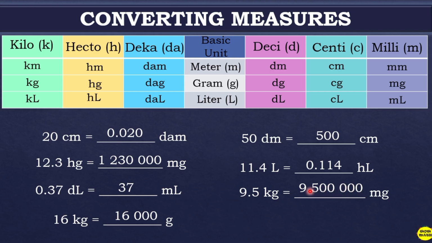So, from 9.5, 6 moves. Because from here, 1, 2, 3, 4, 5, 6. So, from here, 1, 2, 3, 4, 5, 6.